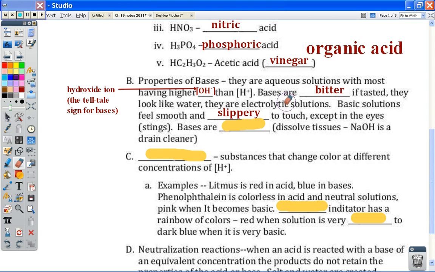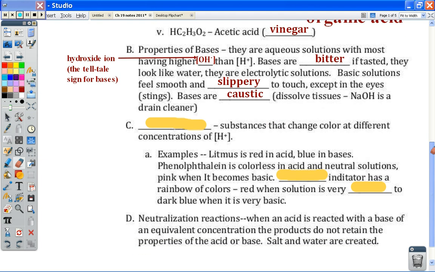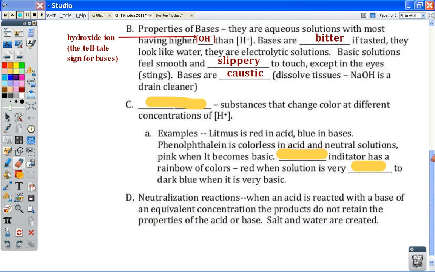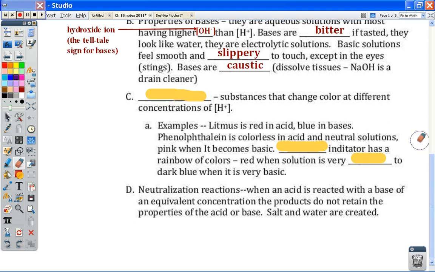However, if you are wondering if something is an acid or a base, one of the characteristics is that it's slippery. Bases are also caustic. They dissolve tissues. This is why sodium hydroxide is such an effective drain cleaner. You throw it into your drain, that's the Drano, and it dissolves the hair and the organic gook that is keeping the drain clogged.